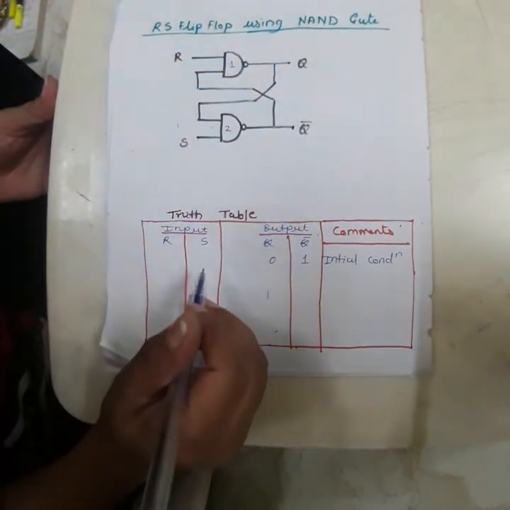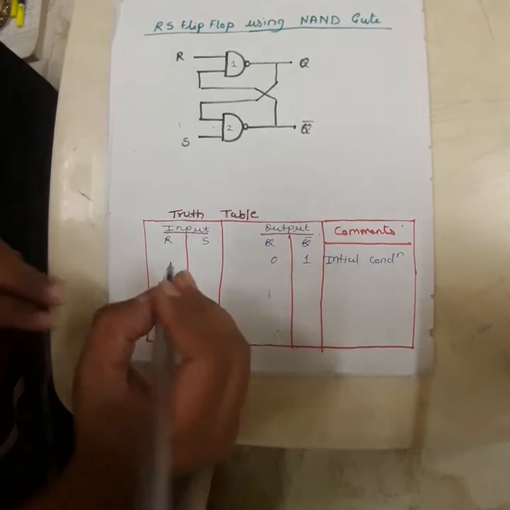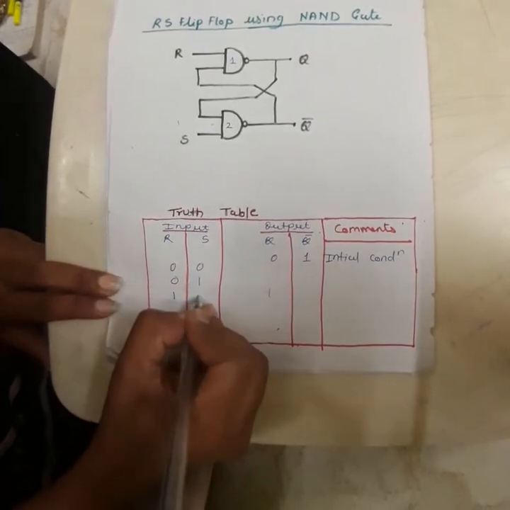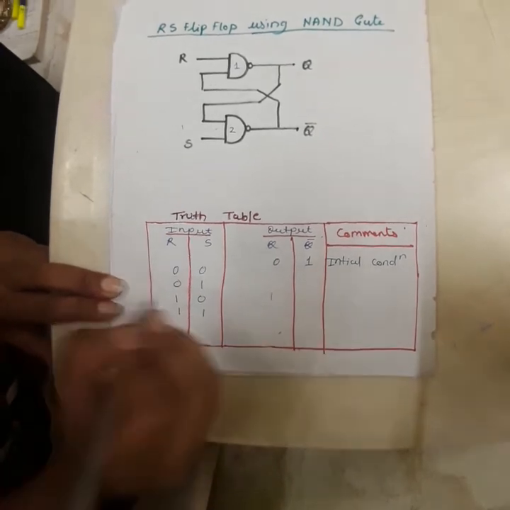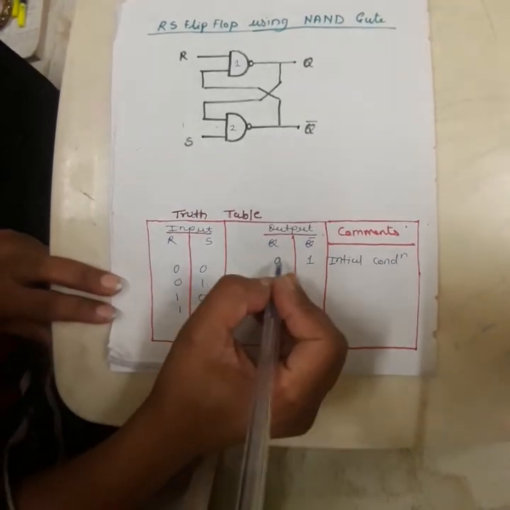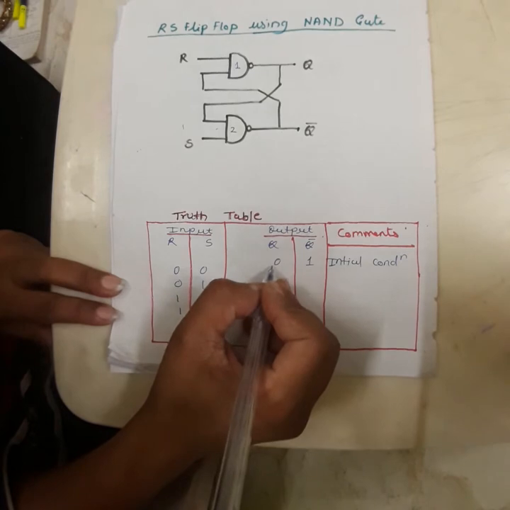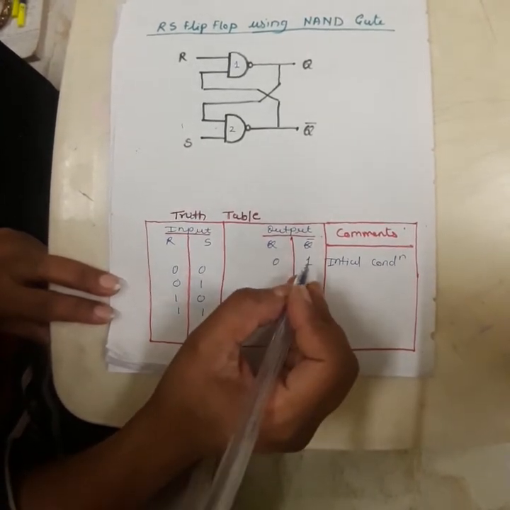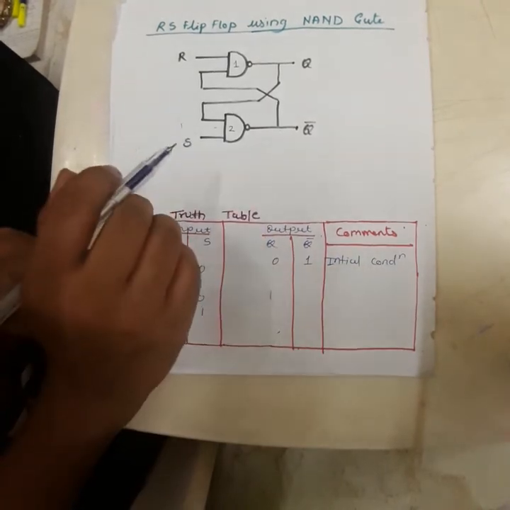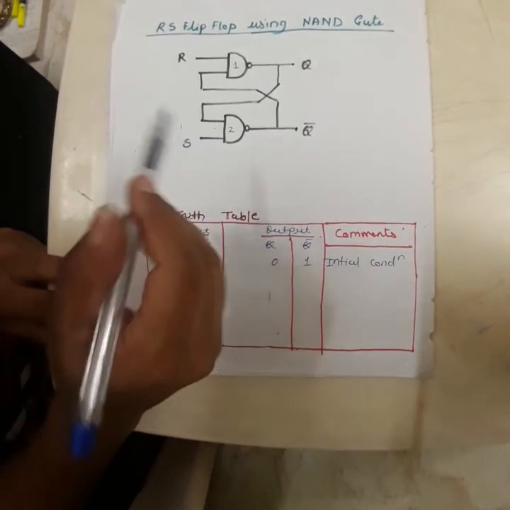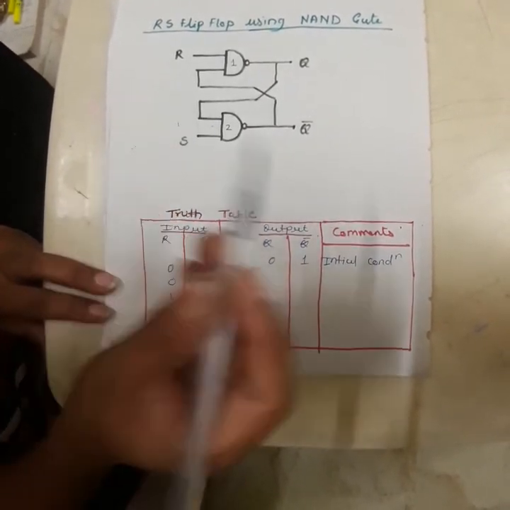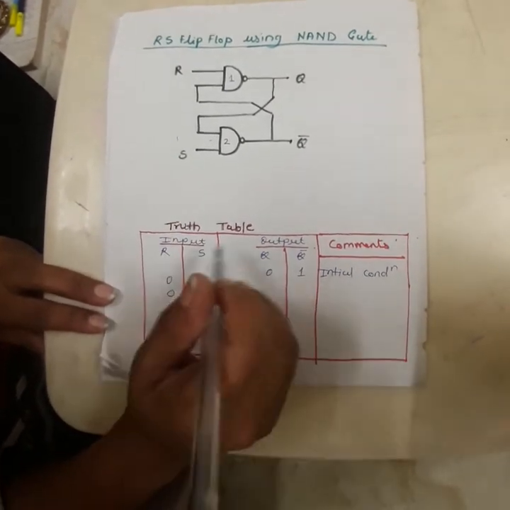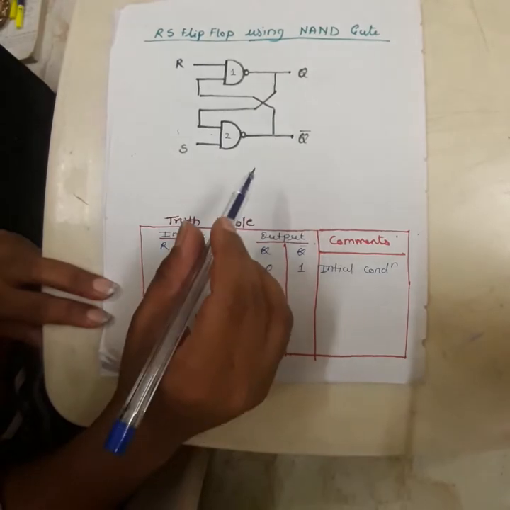As it has two inputs, it has four combinations: 00, 01, 10 and 11. Now we set the flip-flop using 0 and 1 as the initial condition. For set and reset of the flip-flop we use the preset and clear inputs. The preset and clear inputs are used to set or reset the flip-flop. Now we will see the working of this RS flip-flop.